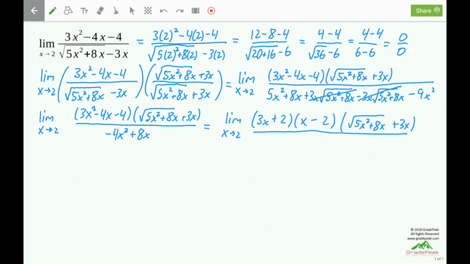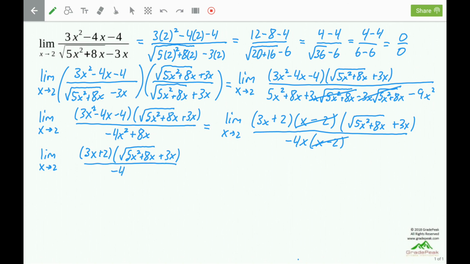In the denominator, we have just two terms, so we can do a common factor. A negative 4 and an x can factor out of there, so a negative 4x, and that will leave us with a positive x and a minus 2. And there's the x minus 2 factor in the denominator. Those x minus 2's can cancel. We'll want to cancel those, so we no longer have the 0 over 0 indeterminate form. And we're left with 3x plus 2 times the root of 5x squared plus 8x plus 3x, and then all of that over a negative 4x.